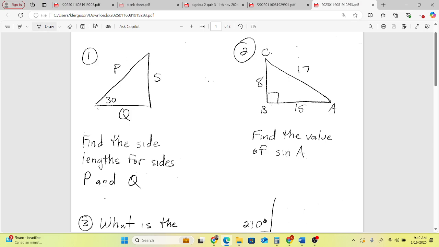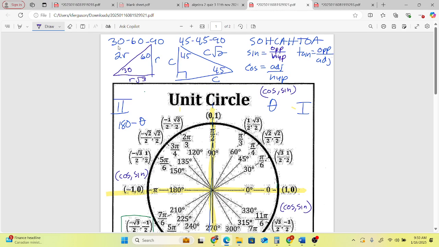So to begin, we're starting with find the side lengths for sides P and Q. Well, that 30 right there, this little block right there, means that I'm dealing with a 30, 60, 90 triangle. So we go back to our sheet. There are 30, 60, 90 triangles and 45, 45, 90 triangles. Now, the big deal with those special triangles is that there's a certain setup that allows you to, if you know one of the sides, figure out the lengths of the other two sides. There's a pattern or a setup.